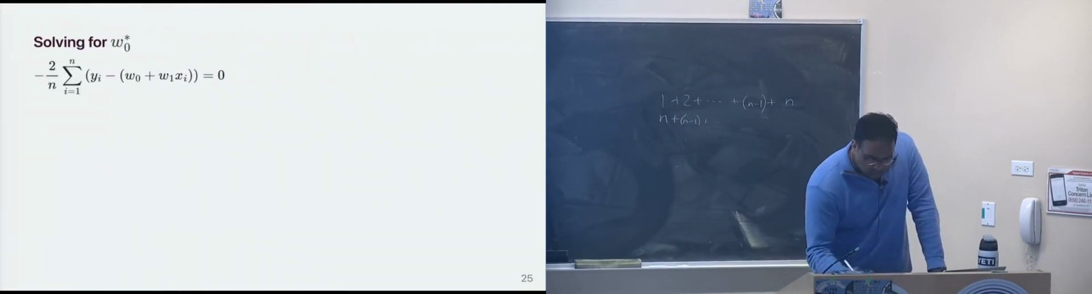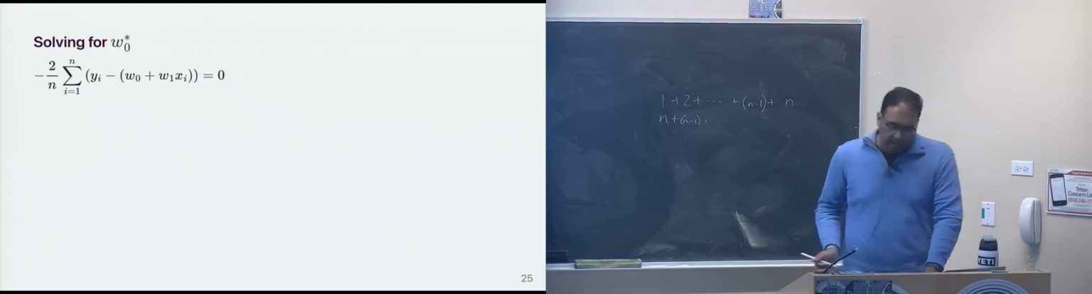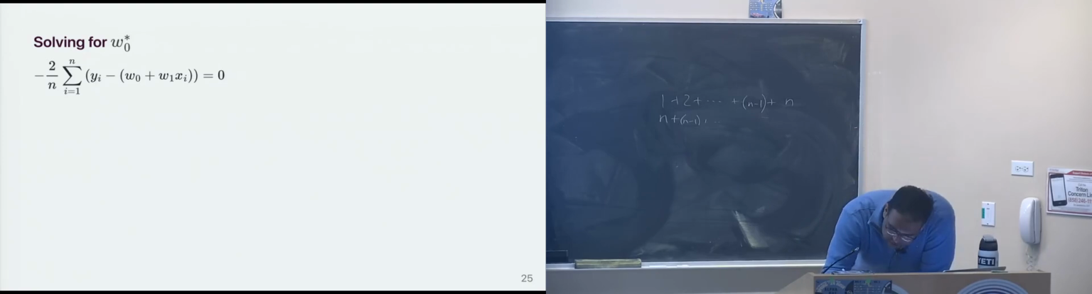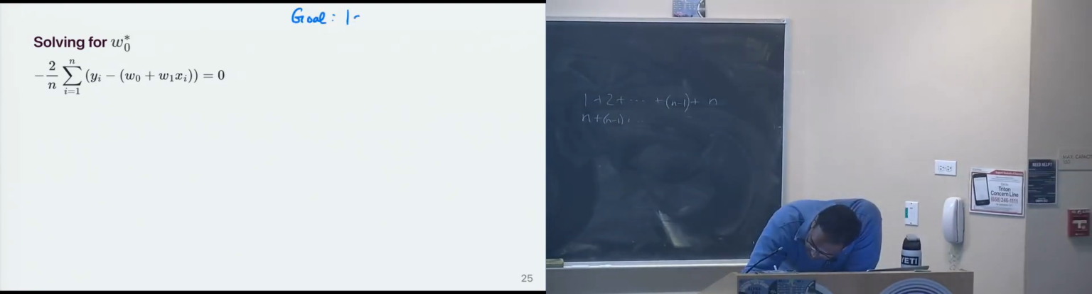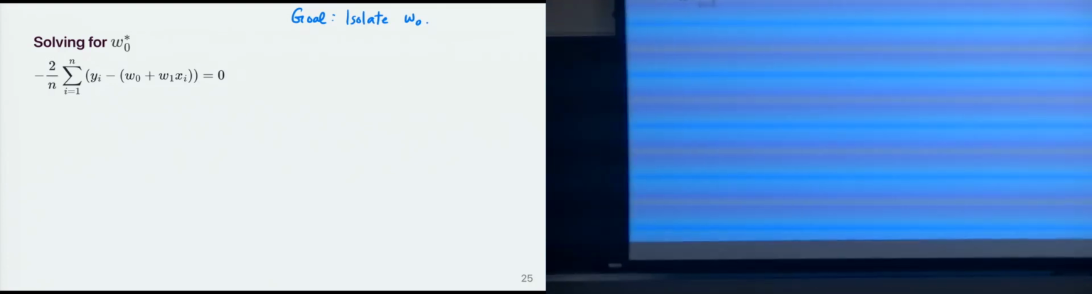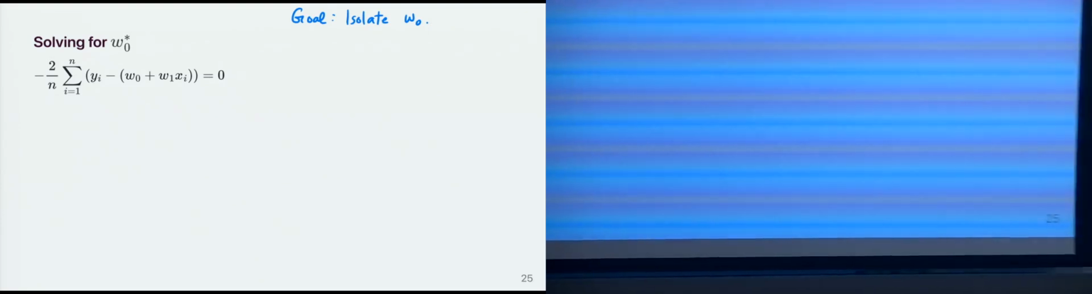So we'll start by solving the first equation for W0. The result will be called W0 star. And our big picture goal here is to isolate W0. That's what we need to do. Okay, so using properties of sums, I want to write this as W0 equals some other sum. That's what we have to do.